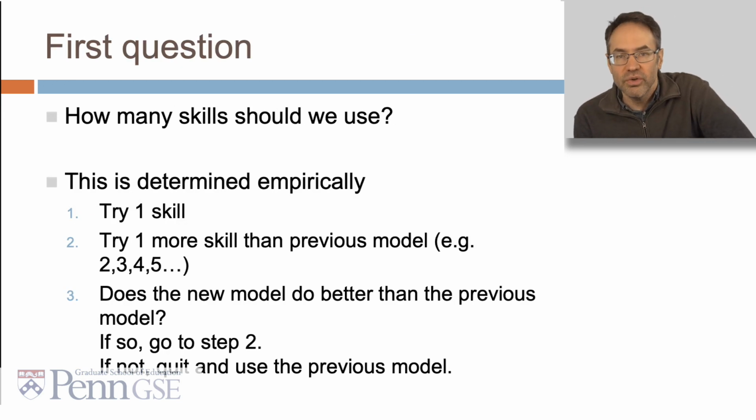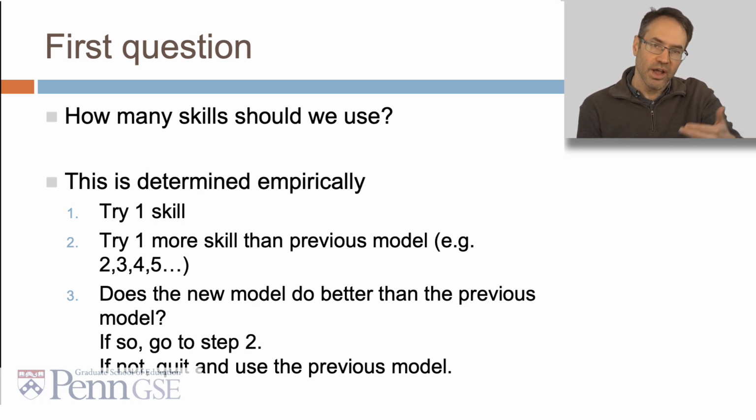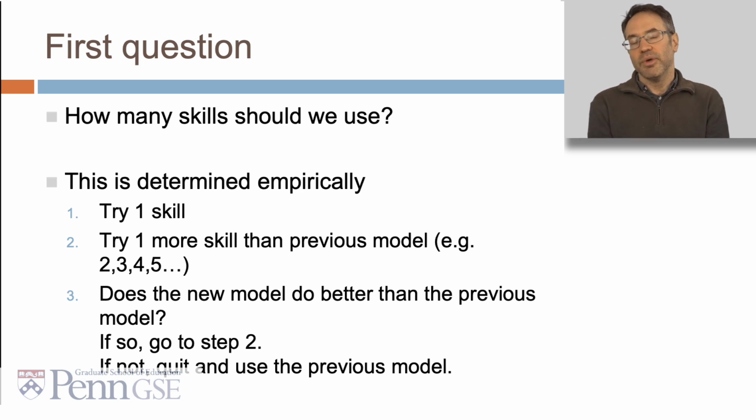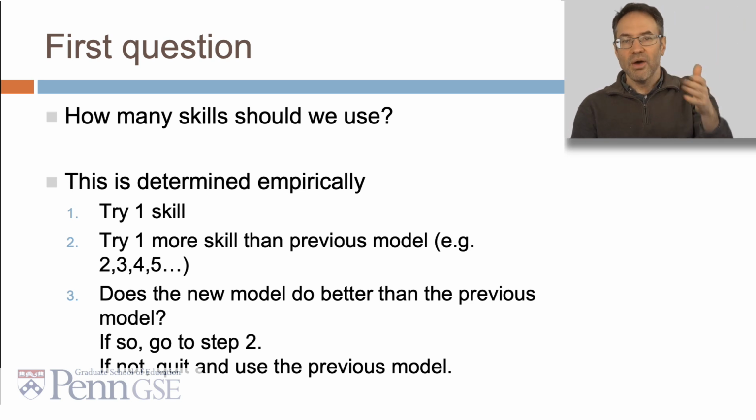So the first question in doing this is, how many skills should we use? And this is determined empirically. First we try one skill. Then we try one more skill than the previous model. 2, 3, 4, 5, and so on. And every time we add a new skill, we look at whether the new model fits the data better than the previous model. And if so, we go to step 2. And if not, we quit and we use our best so far.